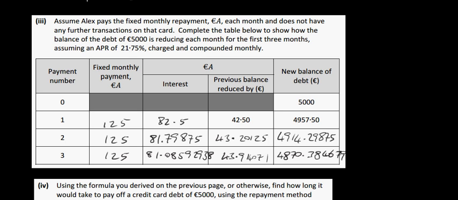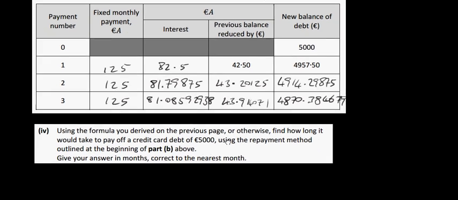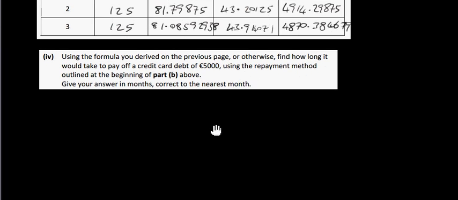14071. So that's it. You can see the amount of interest that he's actually paying back each month here, around 80 euros, 81, 82 euros. It's quite a lot every month to pay back in interest, given that he's paying back 125 euros as a regular repayment every month. Okay, so let's have a look at the next part.